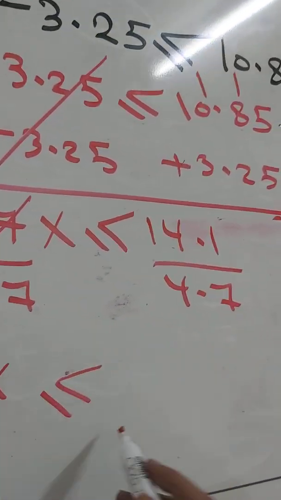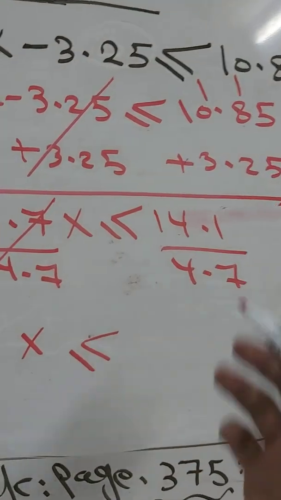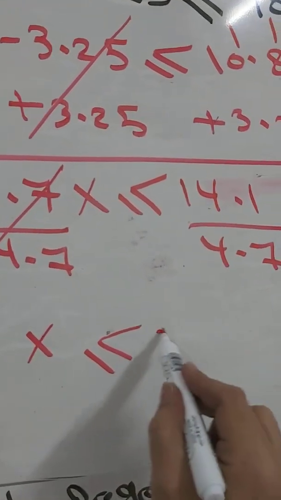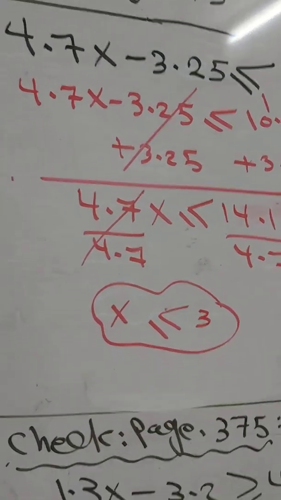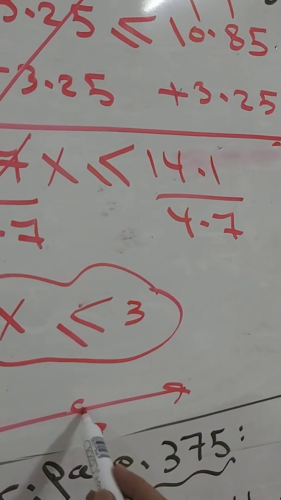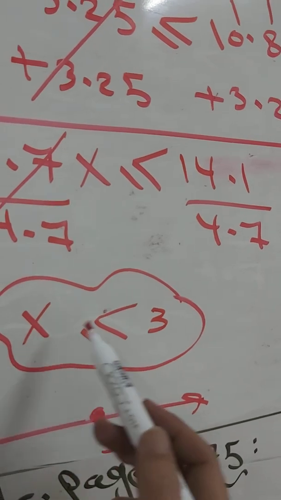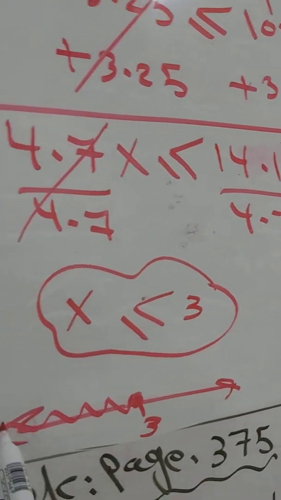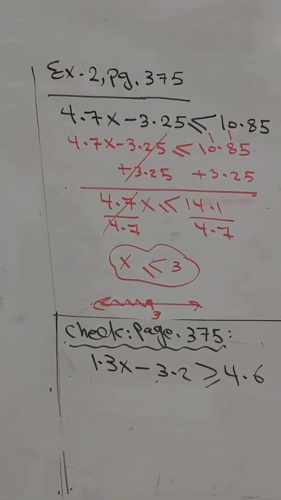X will be less than or equal to. If you divide these two numbers, this will be 3. So this is the solution of the inequality, x less than or equal to 3. Now we can graph it by putting a closed circle because we have the equal sign with the less than. X less than or equal to 3, so we will go to the left. This is example 2, page 375.